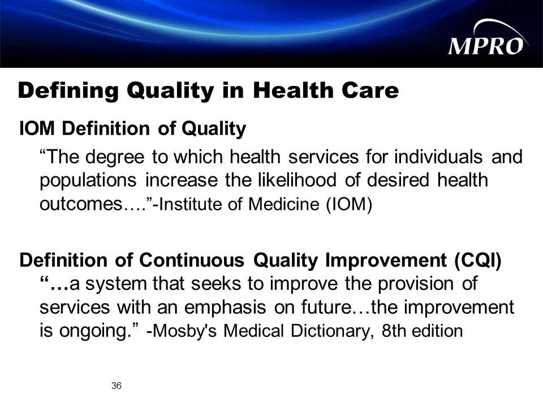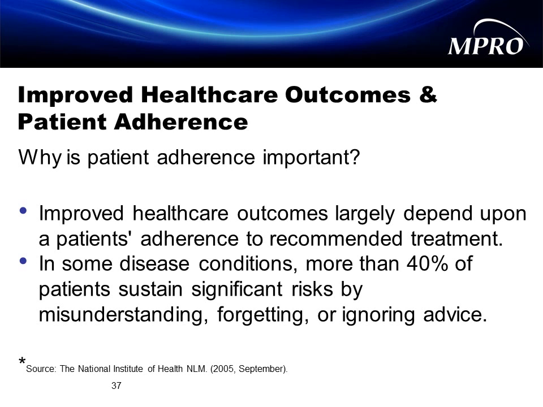One important aspect in achieving better outcomes is the improvement of patient adherence. Why is patient adherence important? The patient must follow the recommended regimen. Improved healthcare outcomes largely depend upon a patient's adherence to recommended treatment. According to the National Institutes of Health, in some chronic disease conditions such as cancer, diabetes, cardiovascular diseases, more than 40% of patients sustain significant risks by misunderstanding, forgetting, or ignoring advice.